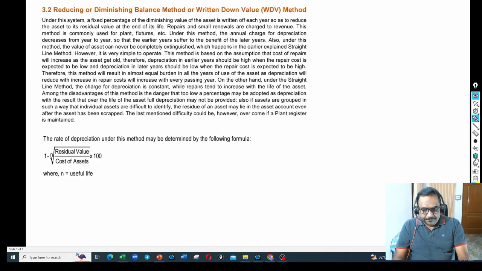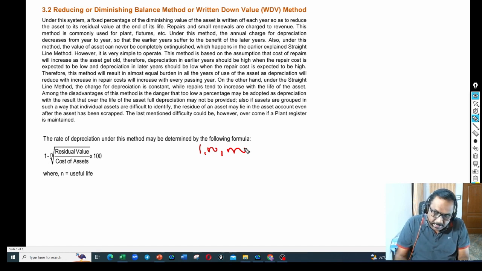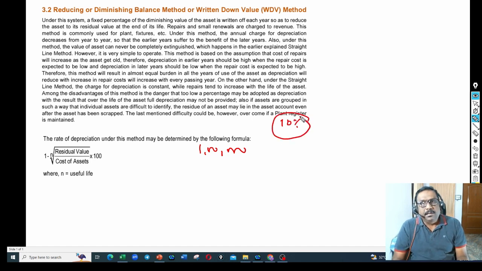Okay guys, what do you mean by diminishing balances method? How do we calculate depreciation in this method? Let me tell you with an example. Let us say I purchased an asset for 1 lakh, and the depreciation rate has been decided at 10%.